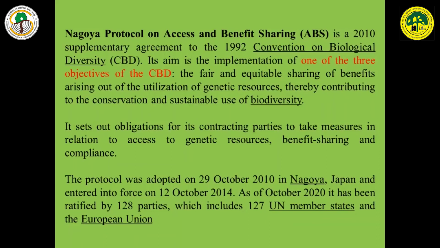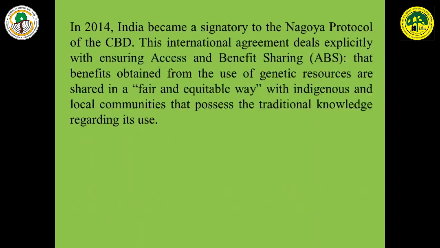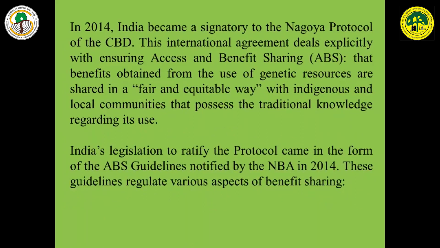As of October 2020, it has been ratified by 128 countries, which include 127 UN member states and the European Union. In 2014, India became a signatory to the Nagoya Protocol of the CBD. This international agreement deals explicitly with ensuring access and benefit sharing, so that benefits obtained from the use of genetic resources are shared in a fair and equitable way with indigenous knowledge holders. Indian legislation to ratify the protocol came in the form of ABS guidelines notified in 2014. These guidelines regulate the various aspects of benefit sharing.